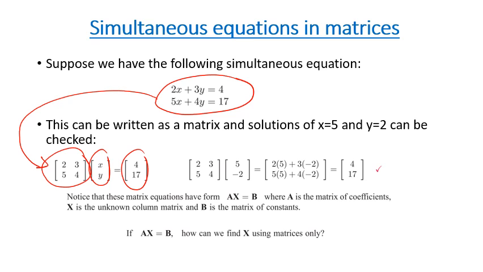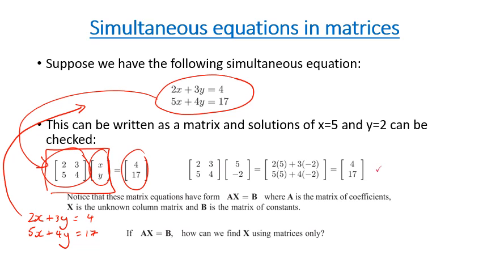Now, obviously, if we multiply this out, we would end up with 2x, 3y, 5x, and 4y, and we want to add those. And obviously that's going to give us 4 and 17, which would then go back to what we originally had. We can check these by substituting the solutions of 5 and 2 into our matrices to get our answer, and that is demonstrated here.